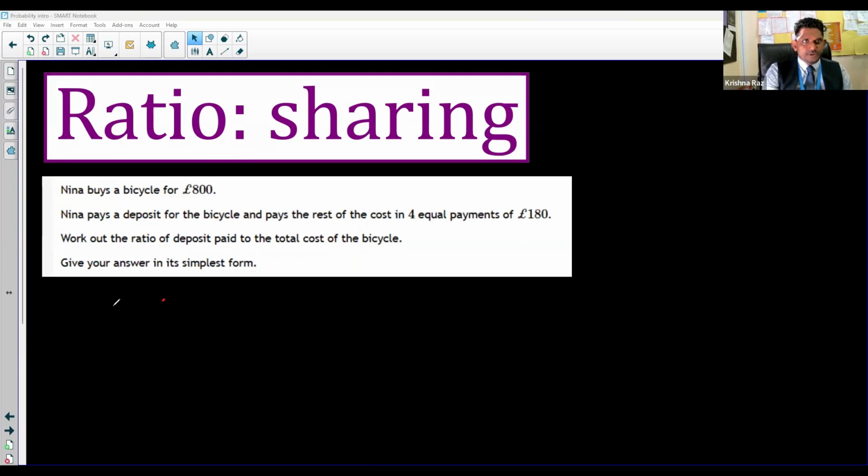So Nina buys a bicycle for £800. She pays a deposit and the rest in 4 equal payments of 180. So if we whack that in the calculator, 4 times 180 is 720. It says find the ratio of the deposit to the total cost.